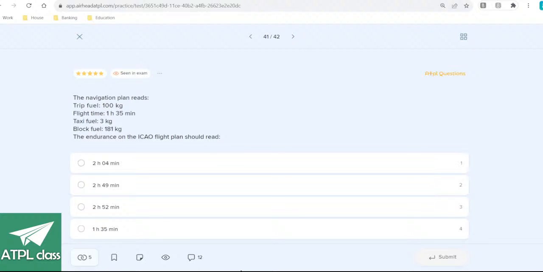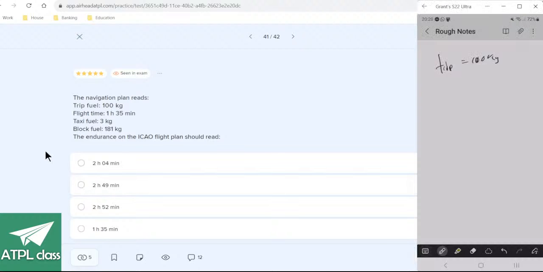Right, endurance. Another endurance question. Navigation plan reads trip fuel 100 kilograms. Flight time 1 hour 35 mins. Taxi fuel 3 kilograms. Block fuel is 181 kilograms. The ICAO flight plan should read... So we've got block fuel 181, meaning our takeoff fuel is 178 kilograms. We know 100 kilograms of that is trip fuel.